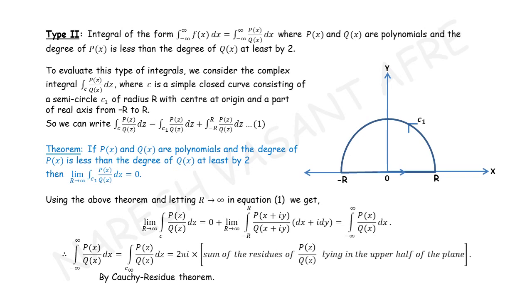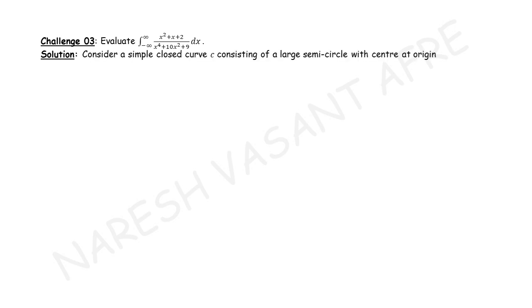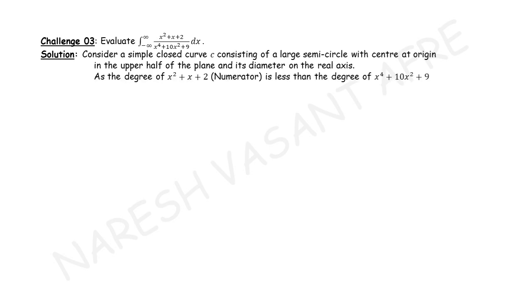Okay, now we are ready to face the problem. So let us move to the first problem. The problem is to solve this integral. For this we consider a simple closed curve C consisting of a large semicircle with center at origin in the upper half of the plane and its diameter on the real axis. Now, as the degree of the numerator is less than the degree of the denominator at least by 2, the condition required for the calculation is satisfied.